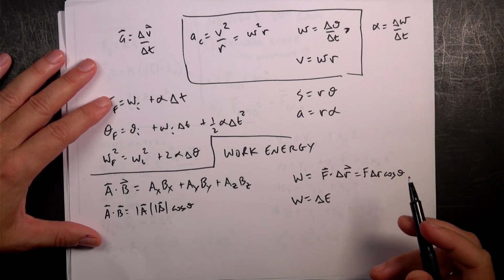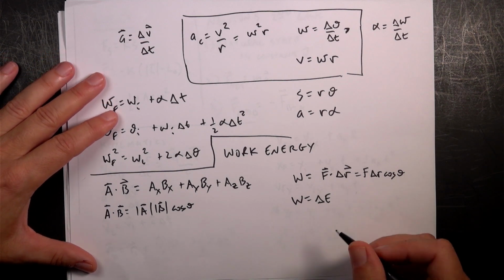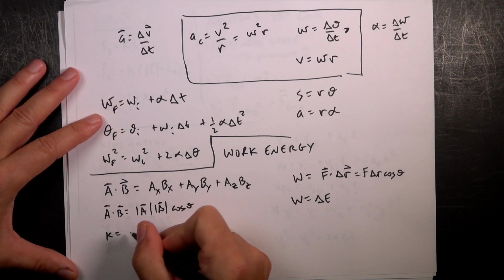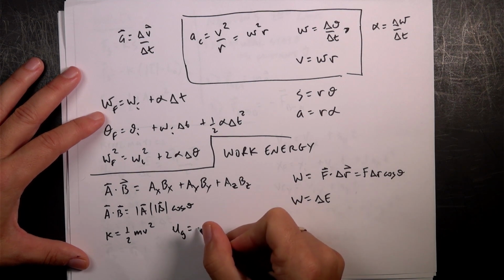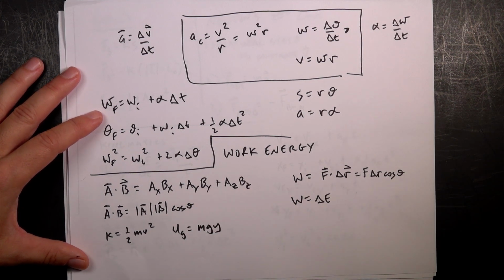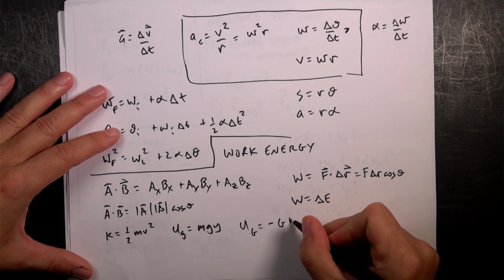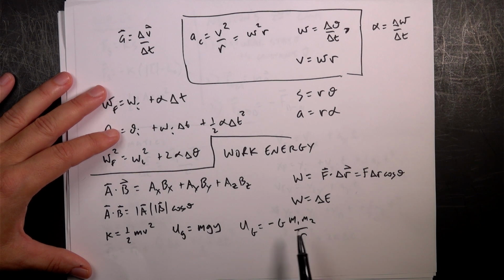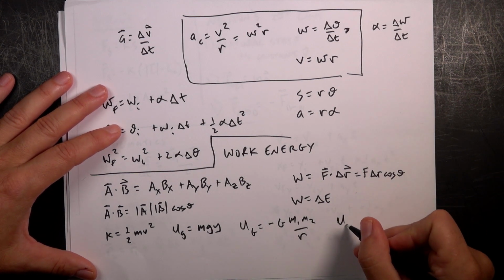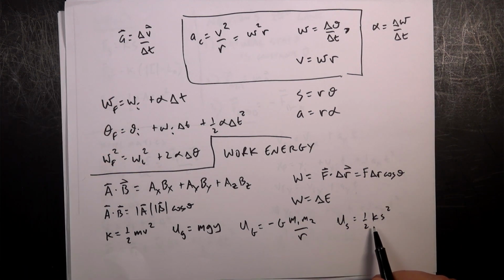Depending on how you define your system, depends on what things do work and what kind of energies you have. So what kind of energies can you have? Well, you can have kinetic energy, K equals 1/2 mv squared. You can have gravitational potential energy, mgy. You can have real gravitational, U_G equals negative G m1 m2 over r. That does look like the gravitational force, but doesn't have r squared, and it's a scalar. You can have spring potential energy, U_S is 1/2 k s squared, and again, that's that same spring constant, how stiff the spring is, and that's a stretch or compression.